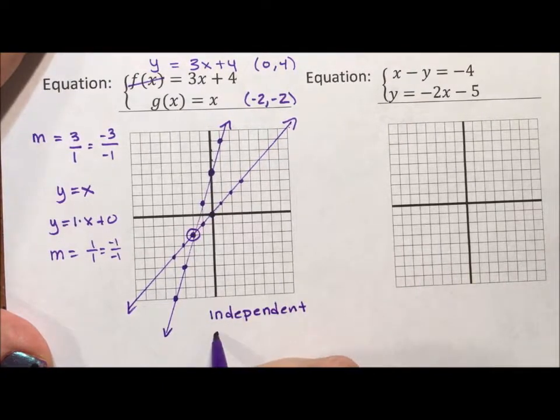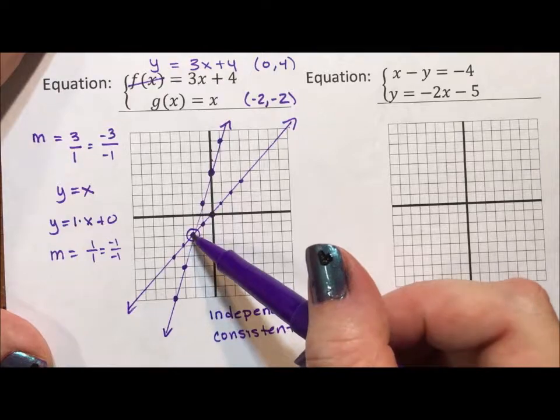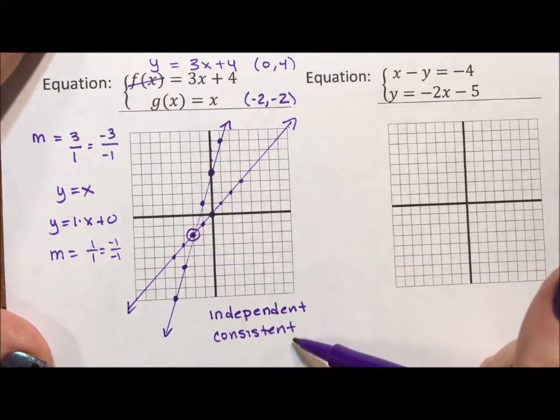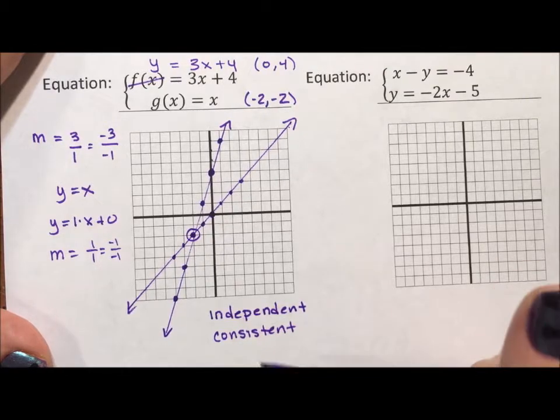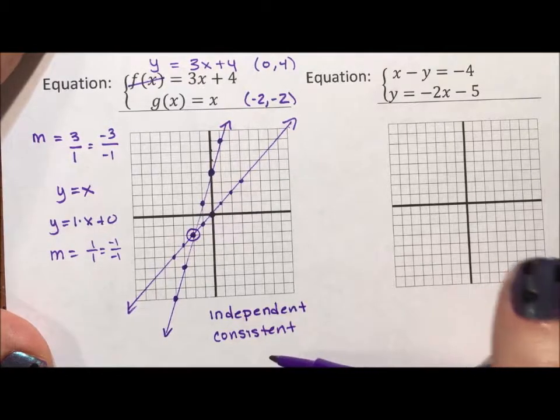This system is consistent. Consistent means there is at least one solution. Anytime you have an intersection point or the same line, it's considered consistent. If you have parallel lines, it is inconsistent because parallel lines do not have a solution.